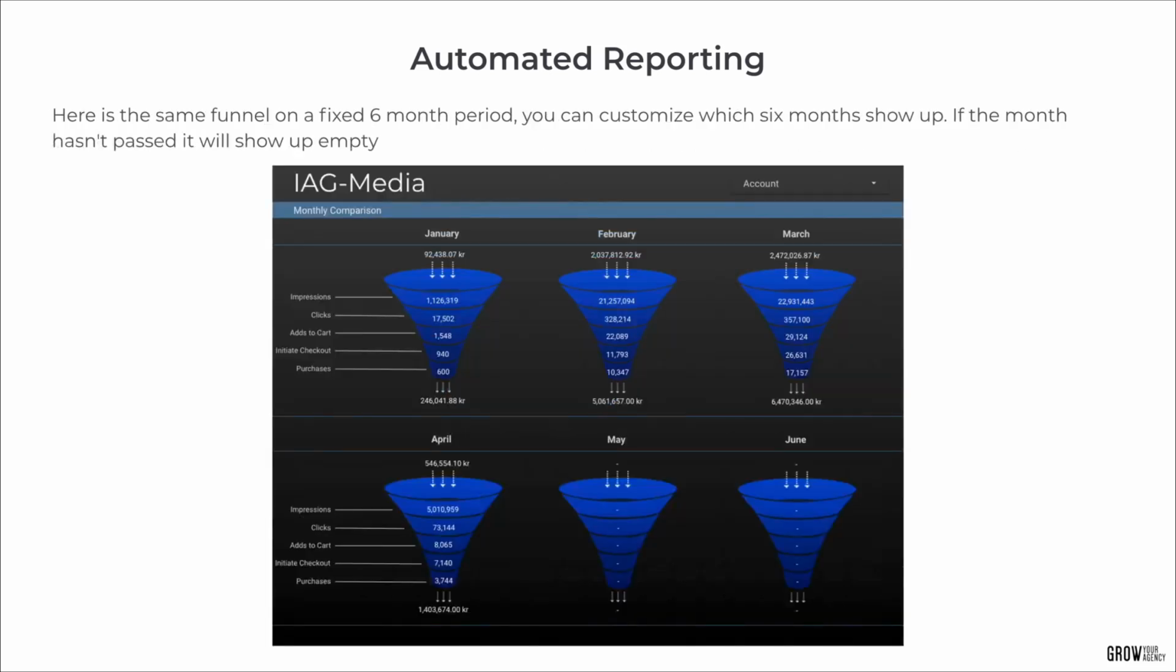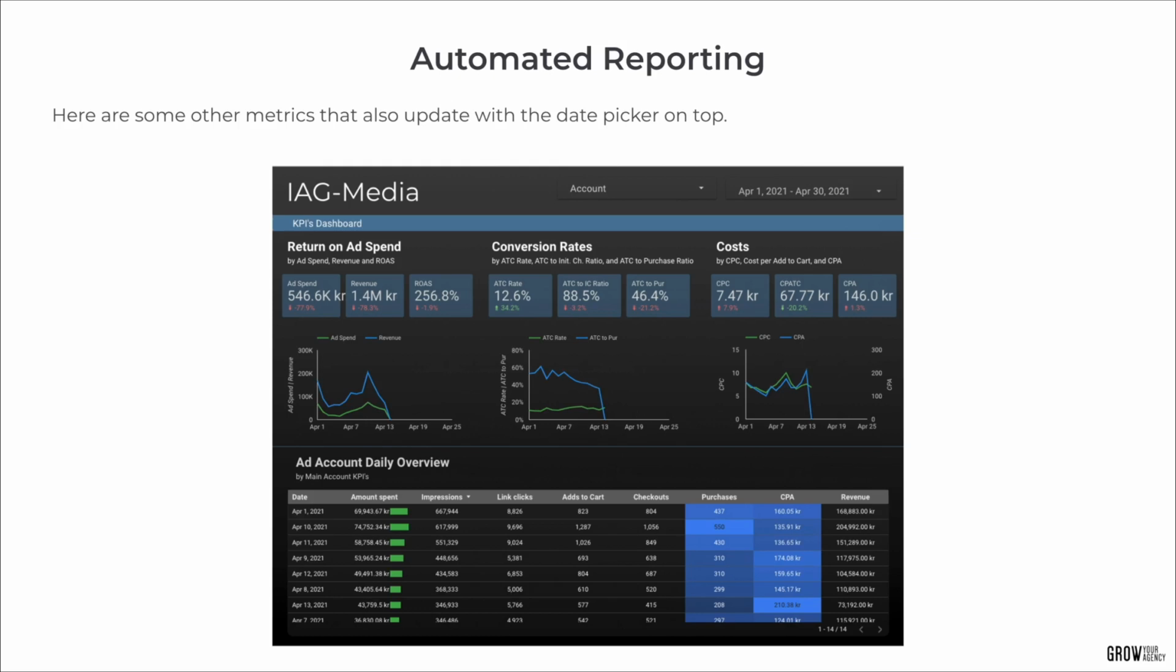Now, here is that same funnel on a fixed 6-month period, so you can customize which 6 months show up. If the month hasn't passed, it will show up empty. Now, here are some other metrics that are also updated with that date picker at the top.